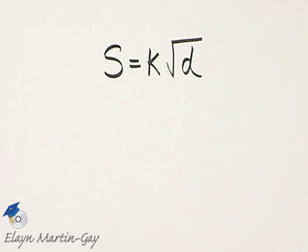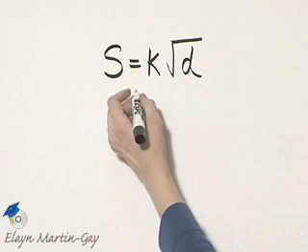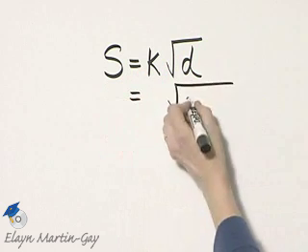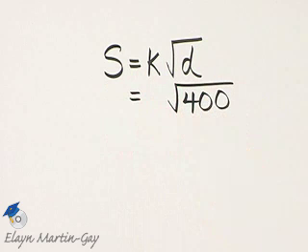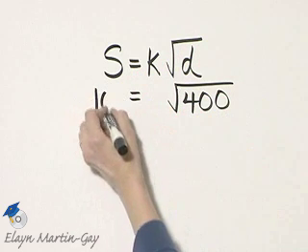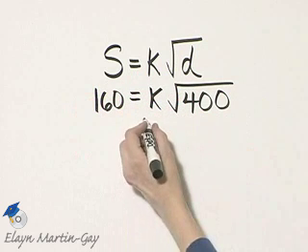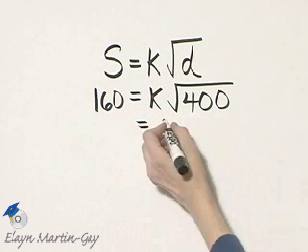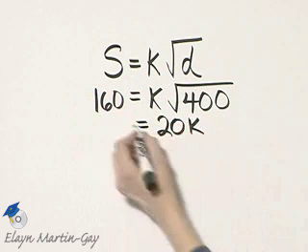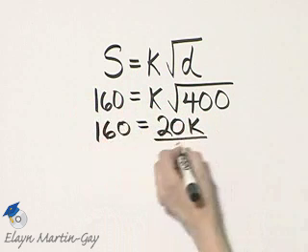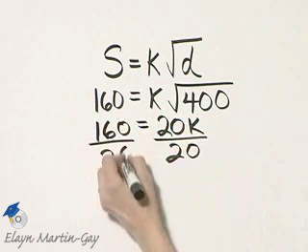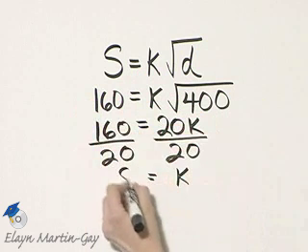Notice we're given that an anvil that falls 400 feet, so that's a distance. So for D, I'll replace it with 400, hits the ground at a speed of 160 feet per second. So that's S, 160. And we can use that information to find K now. The square root of 400 is 20, so I know 20K is 160. Divide both sides by 20, and we know then that K is 8.